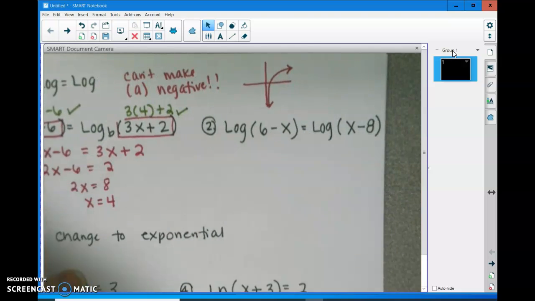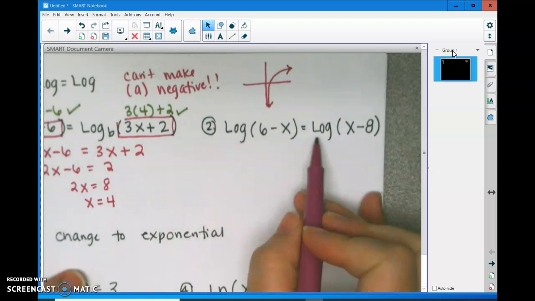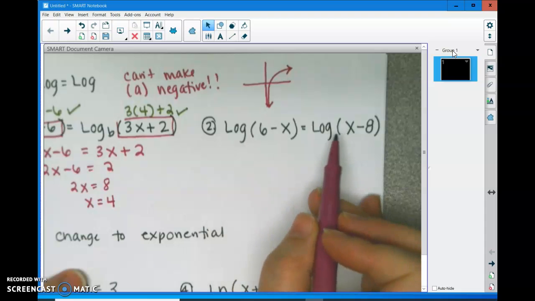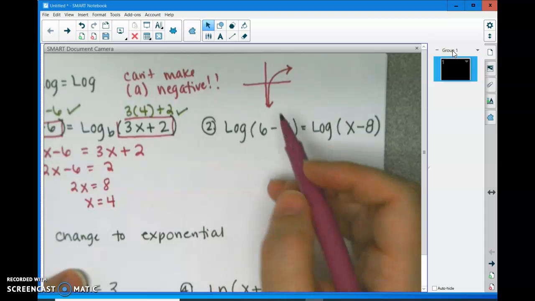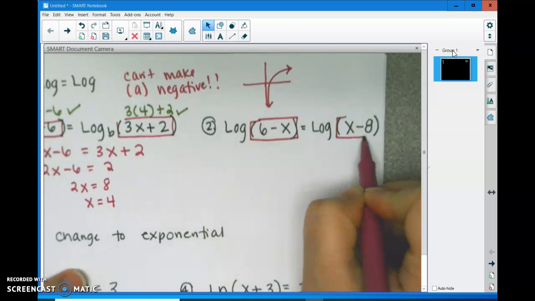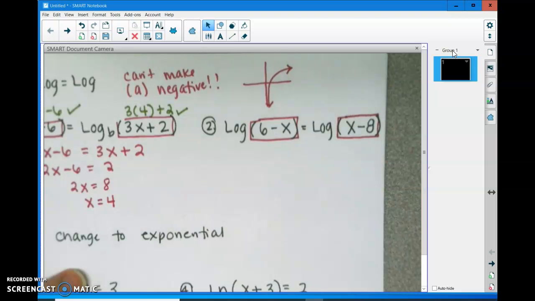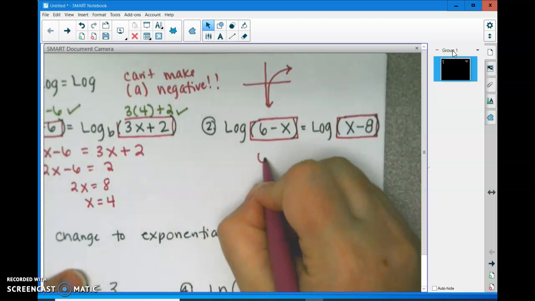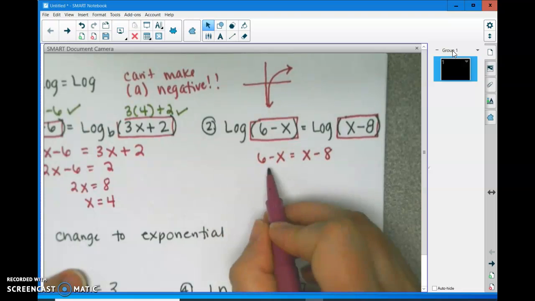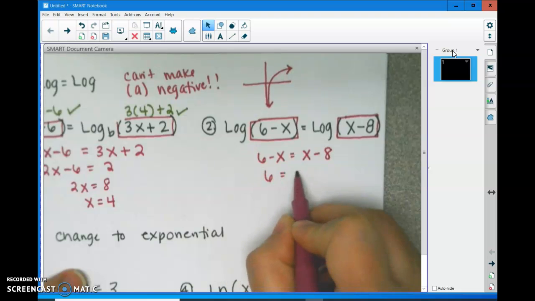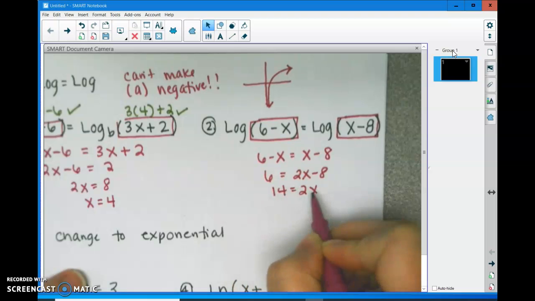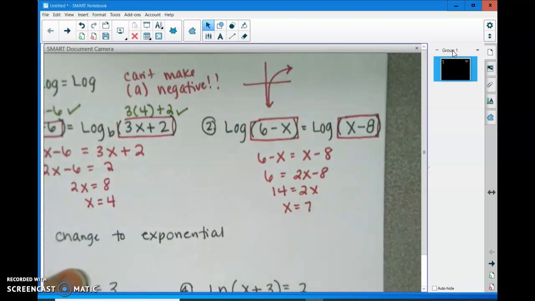All right, so example number 2. This log, whenever it doesn't have a base, it's automatically like an invisible 10. So keep that in mind as well. We've talked about that, but it hasn't really come up a whole lot, but it's going to come up a lot in the next couple of lessons. All right, so the base is the same, so those are the same. So I would add x to both sides, add 8, divide, and I'm going to get that x is equal to 7.